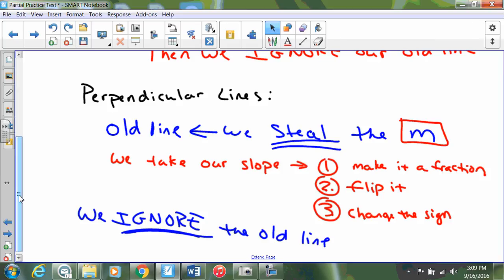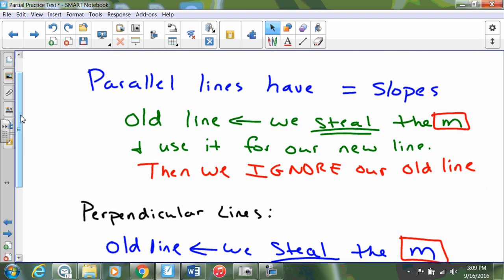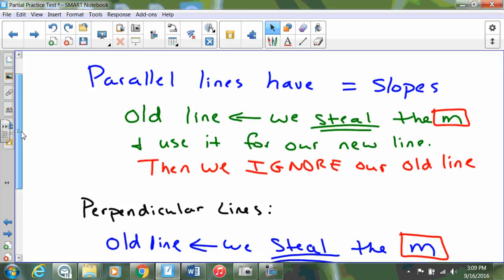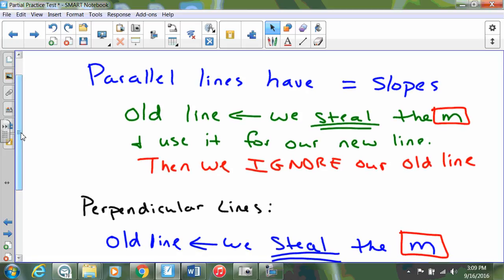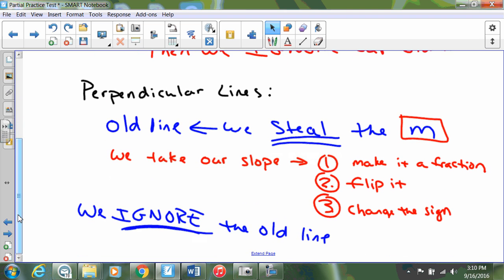So we'll practice parallel and perpendicular lines more when I see you in class. What I expect is when you come into class, you will have all of your partial practice tests done and corrected because you watched this video, and you'll have this information on the back sheet, and that's how I know that you've watched this.